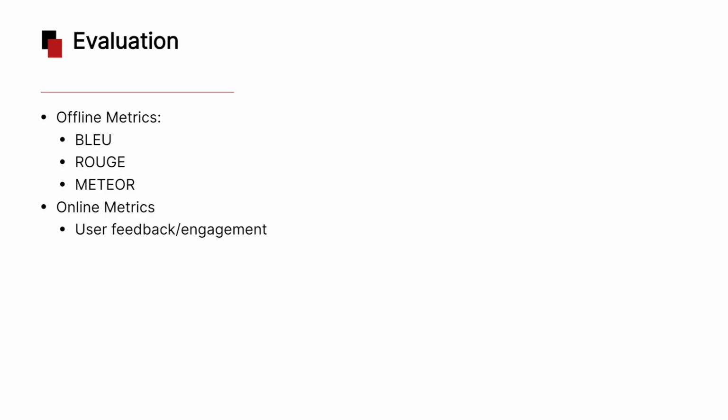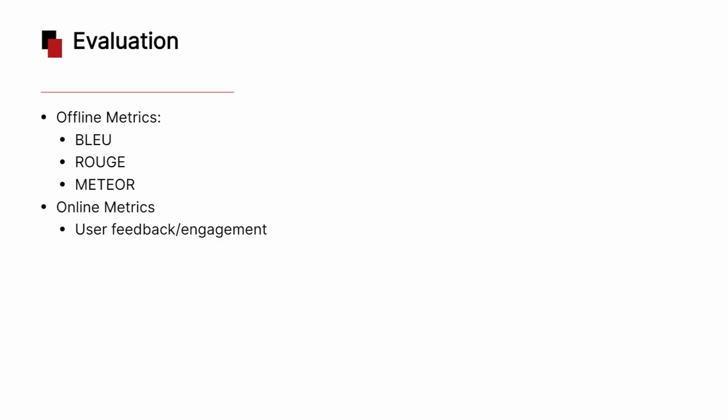Online metrics. Once deployed, Google Translate relies on user interaction data to assess real-world effectiveness. User feedback and engagement track how often users accept, edit, or reject translations, as well as explicit ratings or comments. This direct user input is invaluable for identifying weaknesses and guiding future improvements. Together, offline and online metrics provide a comprehensive understanding of translation quality, enabling Google Translate to evolve continuously and better serve users worldwide.